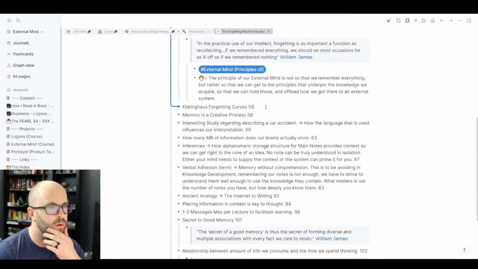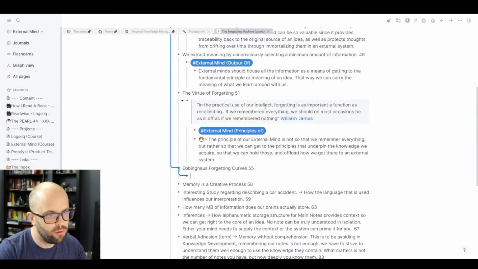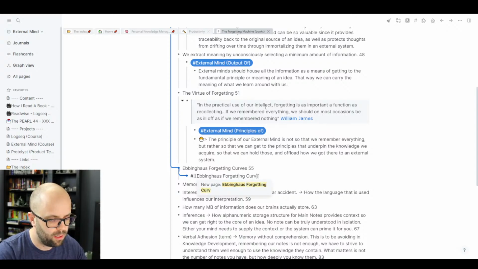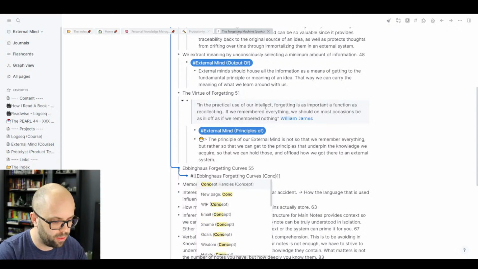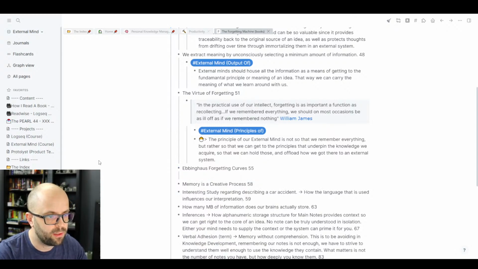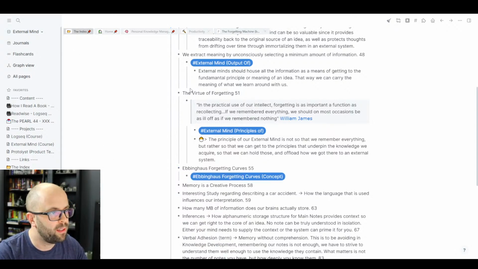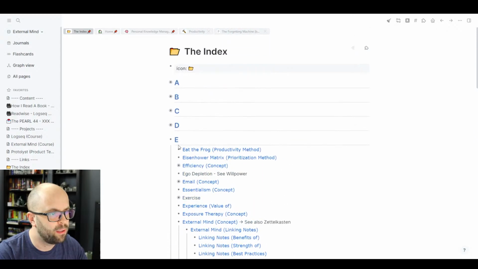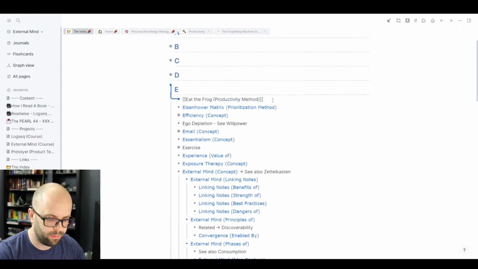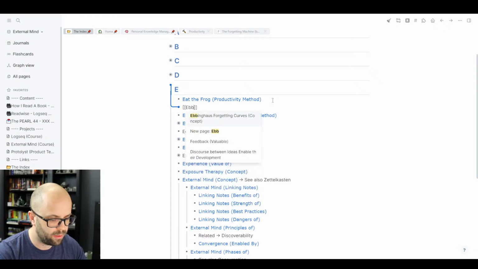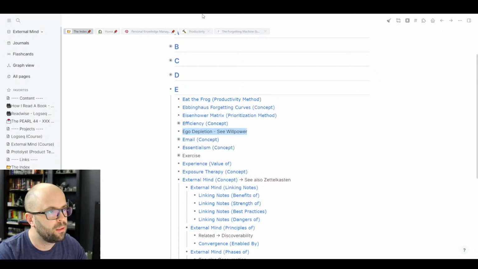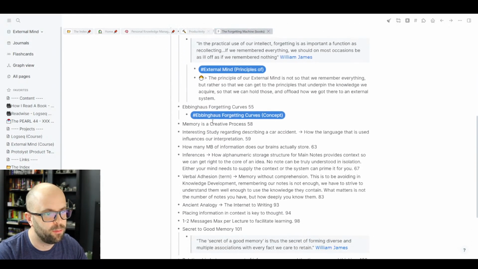And there was a note about forgetting curves. I don't have a note about this in my system, so I probably want to just create an index link to this. So if I want to look it up in the future, I have a reference. So I'm just going to add that to my index there and move on.